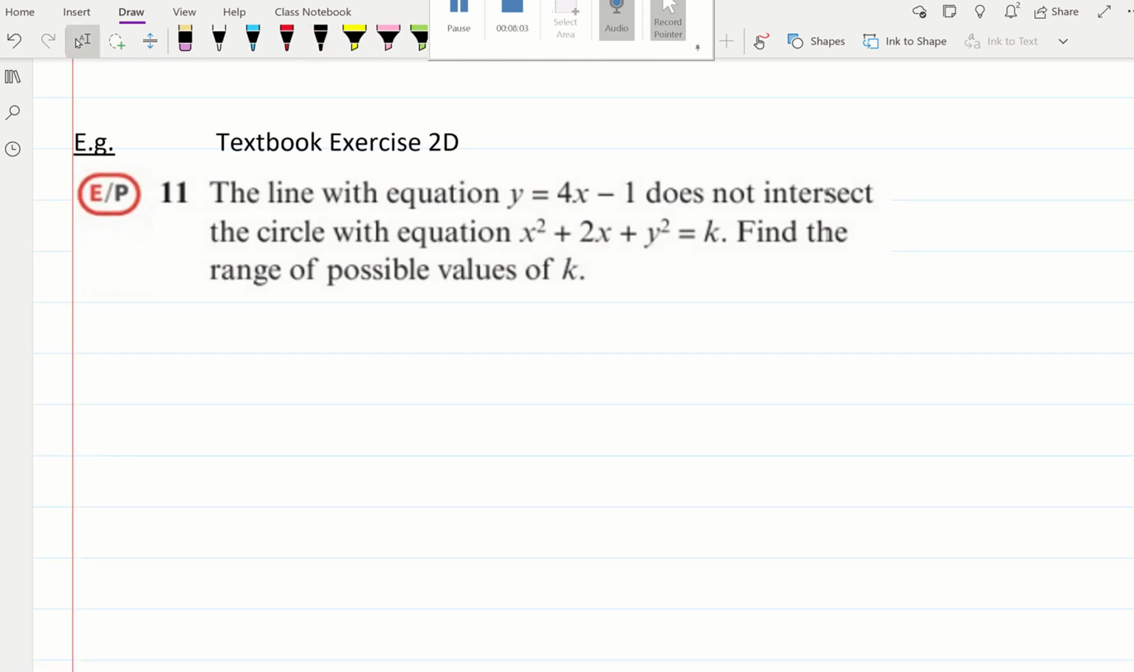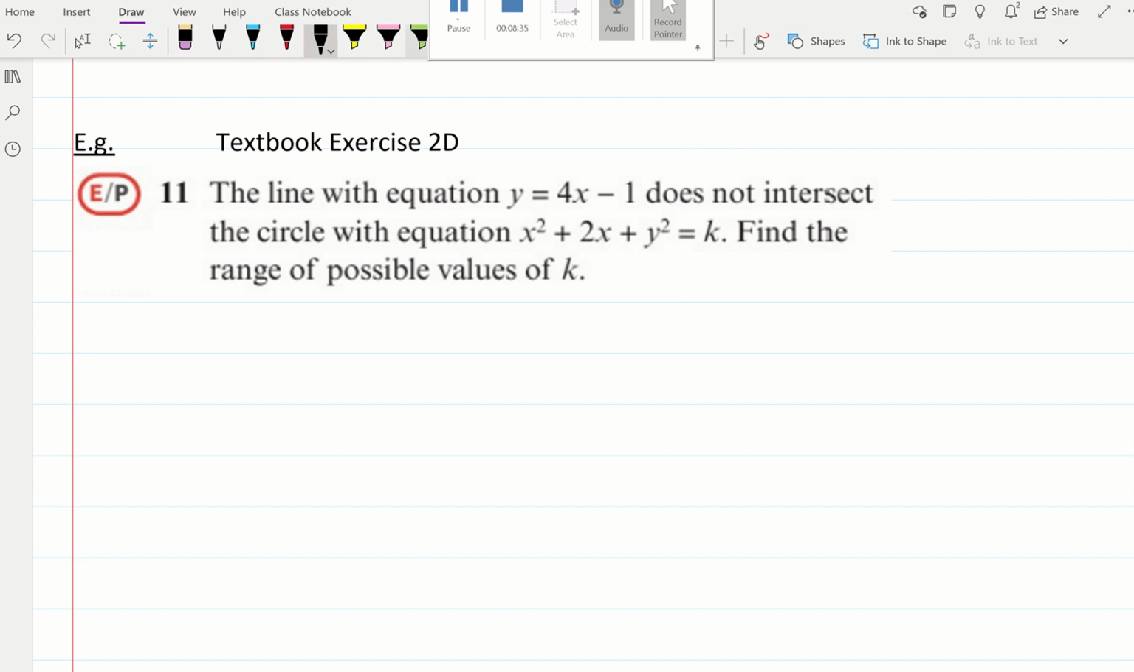Now I thought I'd show you this question. This is from exercise 2D, and it is question 11, but it has a missing value. It has a k, so I thought we'd go through one of these examples. And this is an exam question as well. So it says the line with equation y equals 4x minus 1 does not intersect the circle with equation x squared plus 2x plus y squared equals k. Find the range of possible values for k.